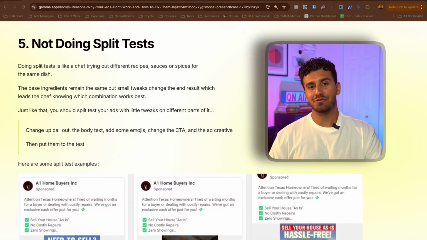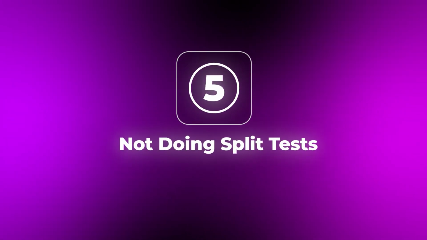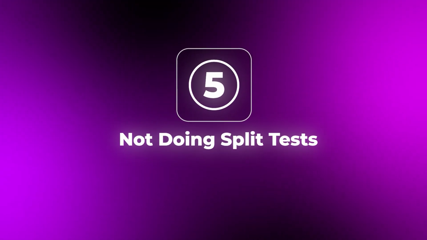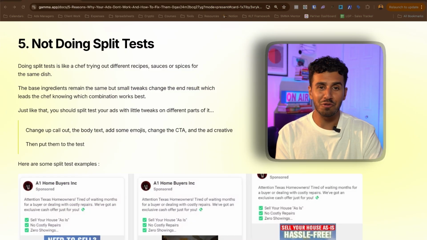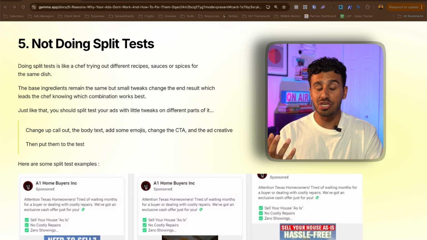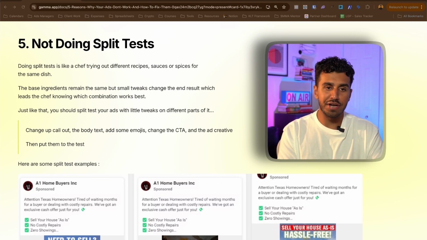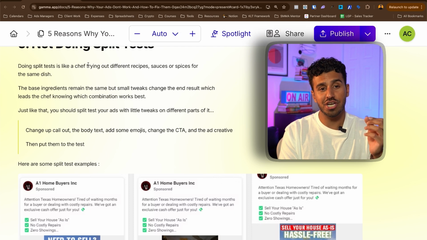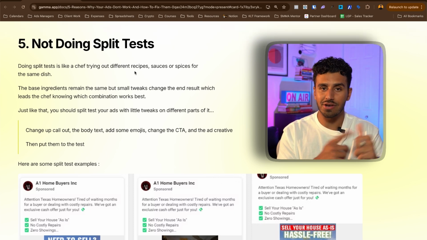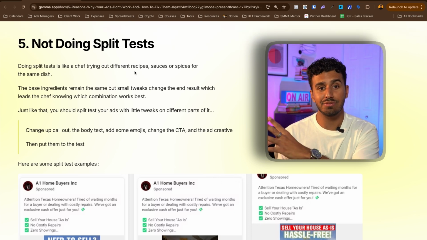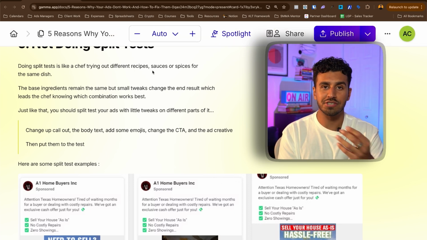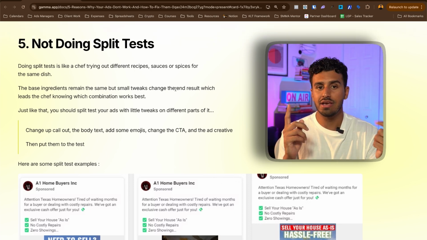All right, I saved the best for last, and this is one of the biggest mistakes that I see individual realtors make when they're running their own ads. Now, most agency owners are not going to make this mistake, or hopefully you're working with a good agency. They shouldn't be making this mistake, but in simplest terms, a split test, here's a good analogy for it, right? So a split test is like a chef who's trying out different recipes like the sauces and spices for the exact same dish. In this case, the dish is going to be your offer, and the recipes or sauces or spices are going to be things like your targeting, your placements, your ad copy, and so forth, right?